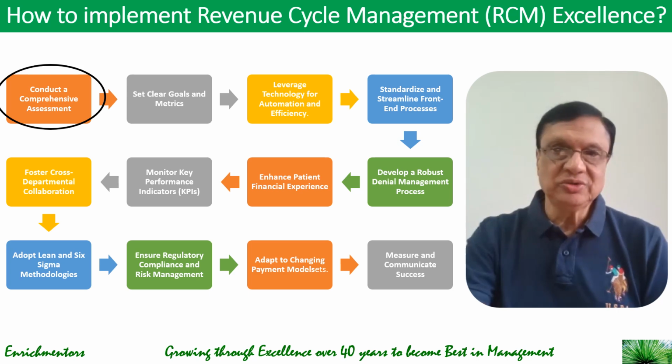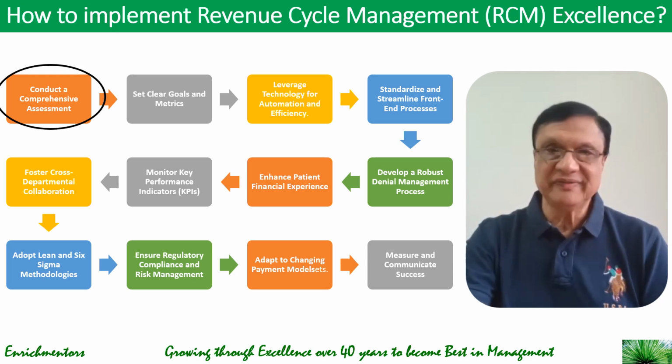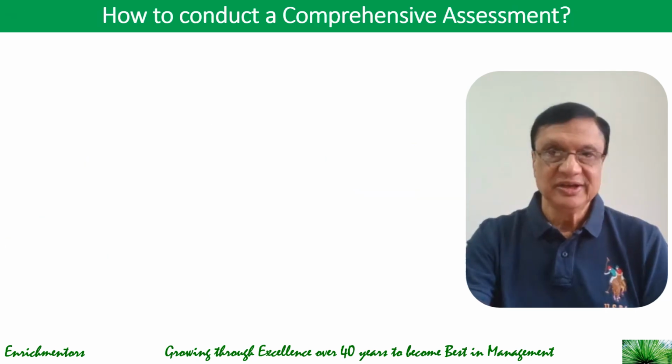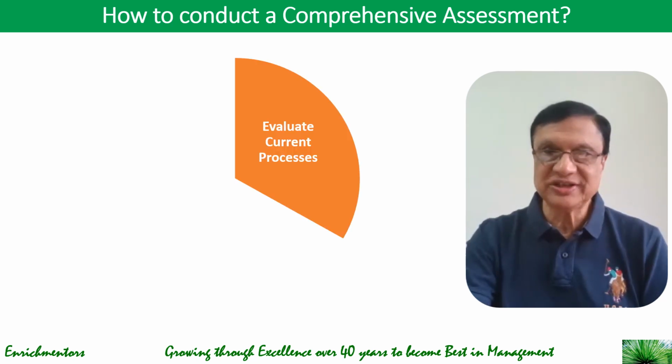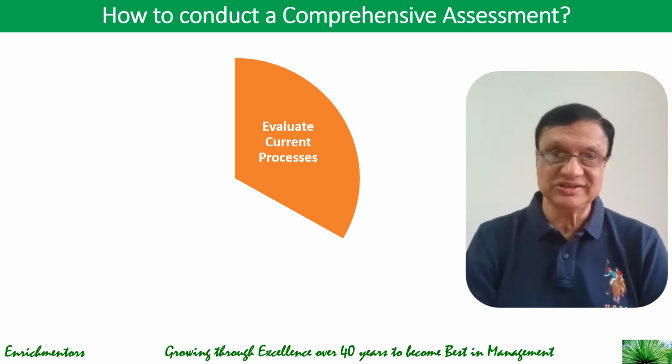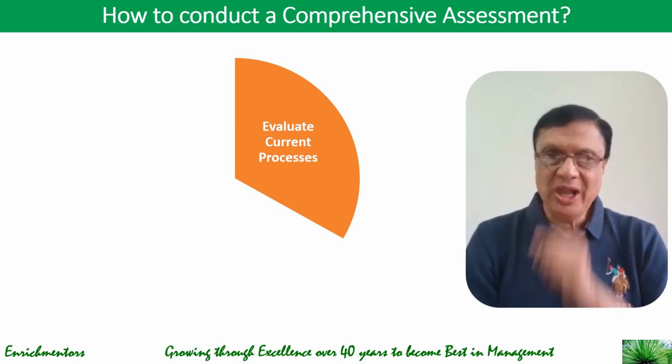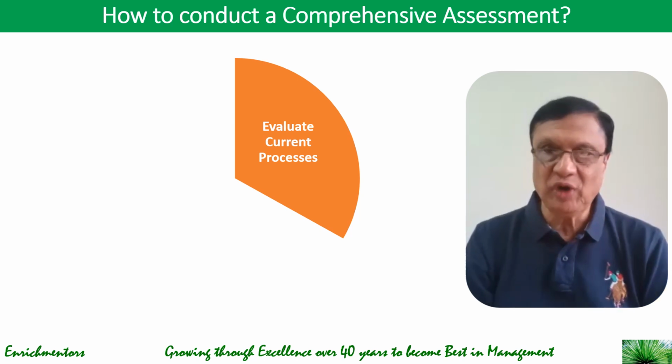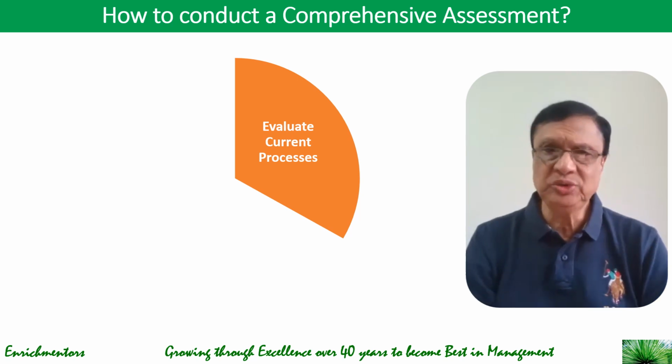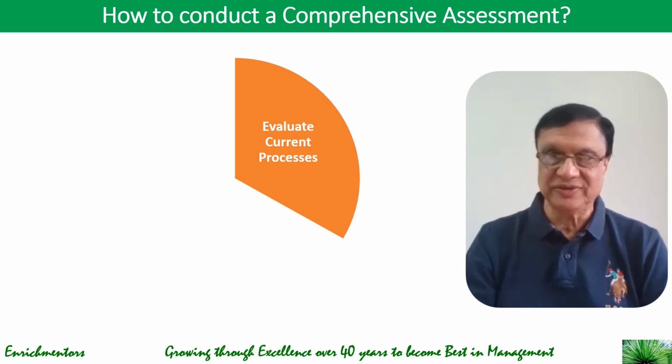So what do you think? What do you need to do to conduct a comprehensive assessment of the way you manage the revenue cycle? There are three things that you need to do. First, you need to begin with a thorough assessment of your current revenue cycle processes, and we have had a look at the processes involved in this whole thing. There you need to identify inefficiencies, bottlenecks, and areas where errors or delays could occur, and you need to diligently assess each stage, right from patient access to collection.